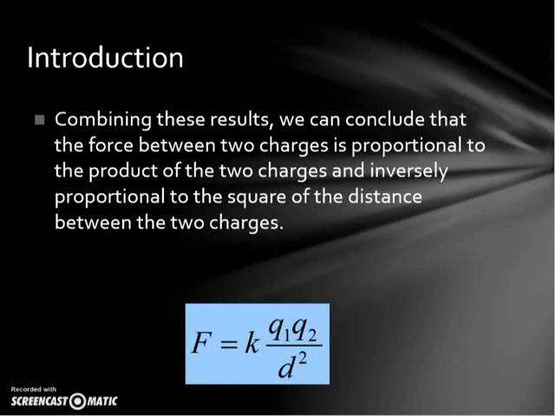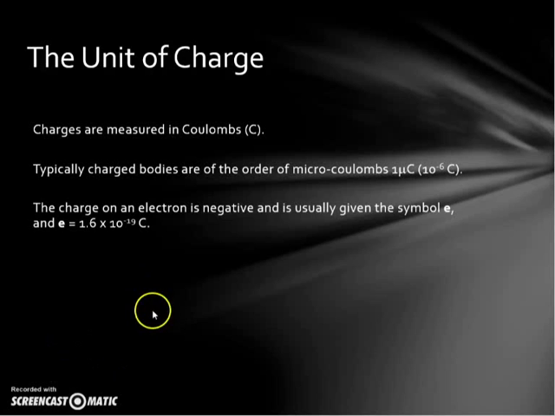Now, charge is measured in a unit called Coulomb, alright? So you remember before that I mentioned that Charles Coulomb was the one that discovered these mathematical relationships. He has the holy grail of science, as he now has a unit named after him. So typically, charged bodies are in the order of microcoulombs. So a fancy little mu, microcoulombs, and that means that it's times 10 to the negative 6 coulombs.